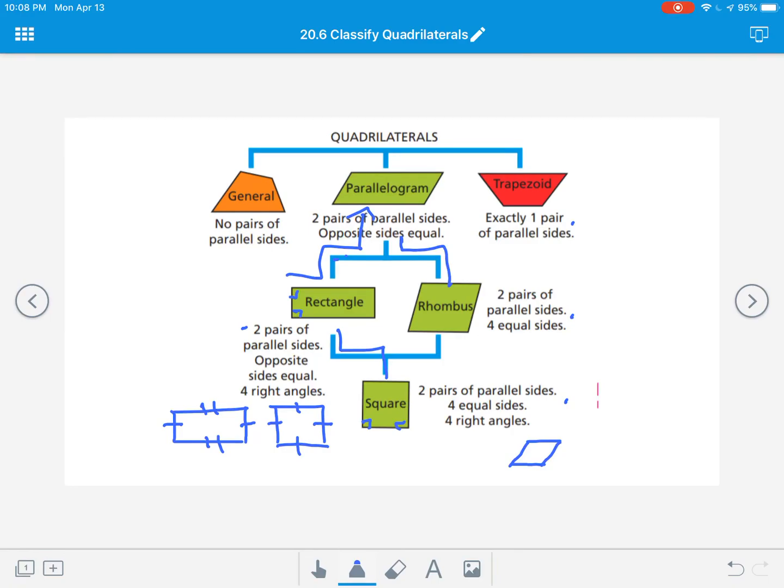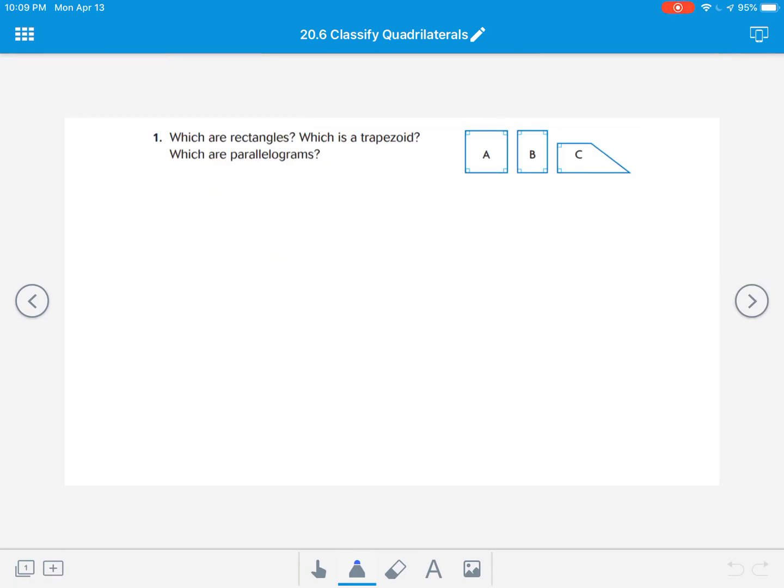Now, if the shape doesn't have any sides that are parallel, that's just considered a general quadrilateral. So keep that in mind as we go through. For each figure, we're going to look at the sides first and how they're interacting, whether they're parallel, and if it's two sets or just one. And then we'll look further if there's right angles in the corner, if the sides are equal, and then we'll be able to classify it from there.